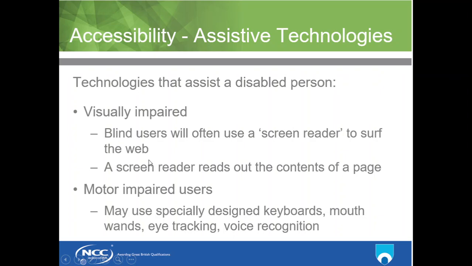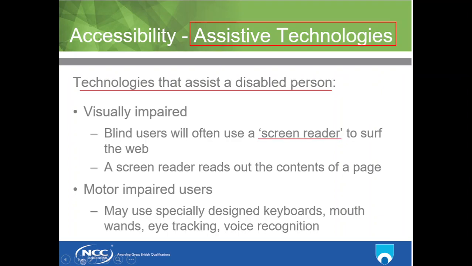So for this group of people, we need to consider them by using what you call assistive technologies. Assistive technologies are technologies that assist a disabled person to use your website. For example, for the visually impaired, we can use what you call screen readers. So we're going to look at how to do that. You can use screen readers to help them to surf your web page. The screen reader really reads out the contents of your web page. Otherwise, for motor impaired users, as we correctly said, we can use, for example, voice recognition or even eye tracking. They can scroll using their eye or mouth wands. Or you can design specific keyboards that are designed to support them.